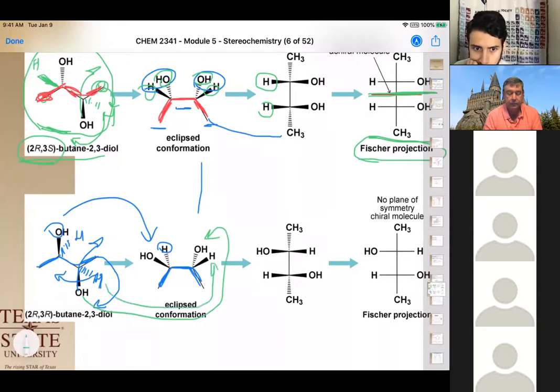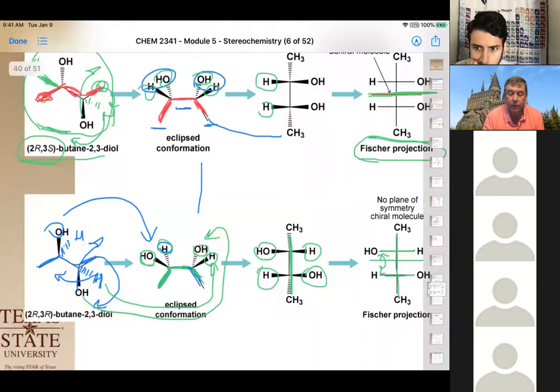is now in front. So now we want to redraw that such that the longest carbon chain is our straight chain right here, which means the alcohol and the hydrogen are going to be on one side, and the hydrogen and the alcohol are going to be on the other side. To simplify it, we're going to draw it this way. And notice in this one, the top and the bottom don't look the same anymore. We have an OH and a hydrogen, so we don't have a plane of symmetry in this particular molecule.